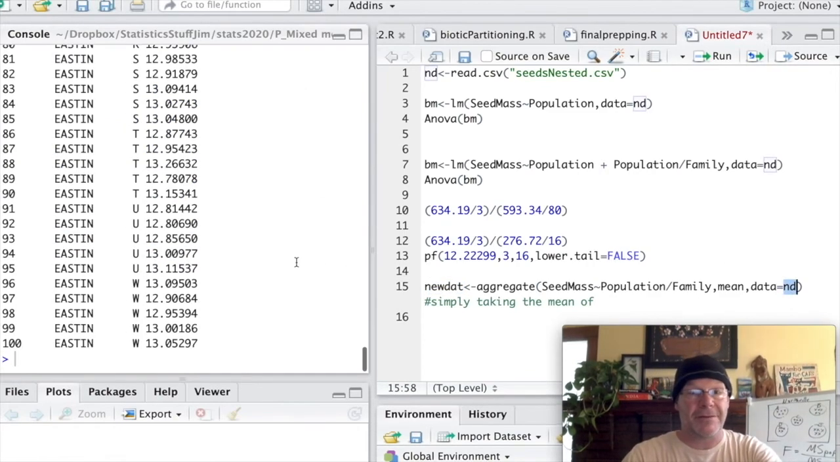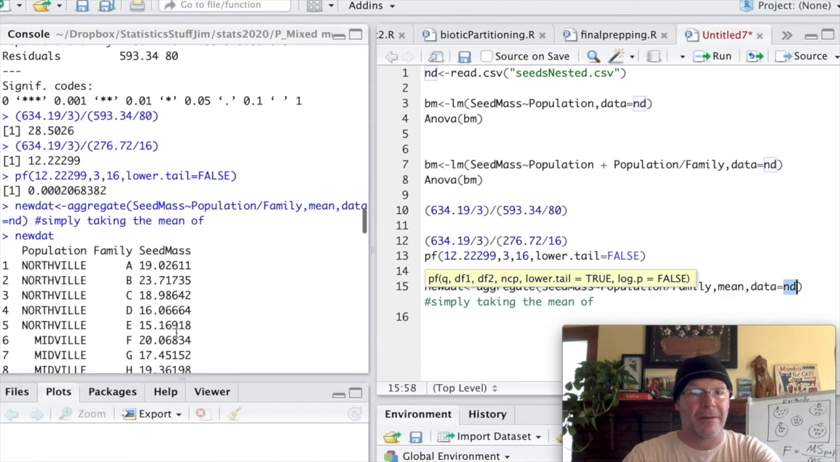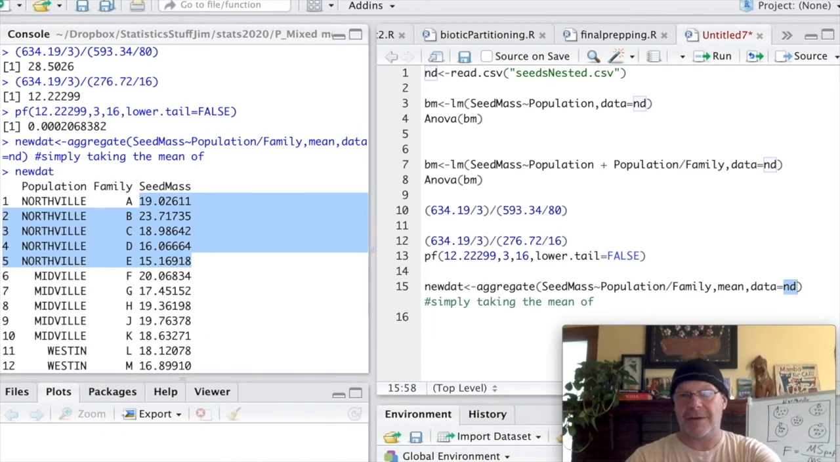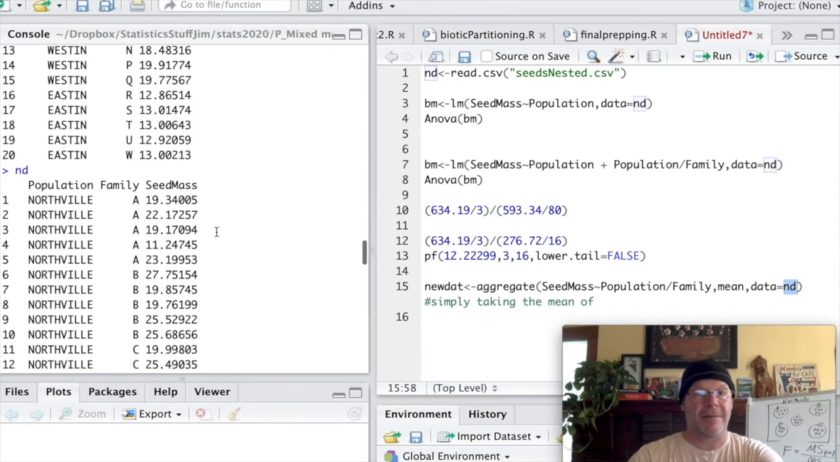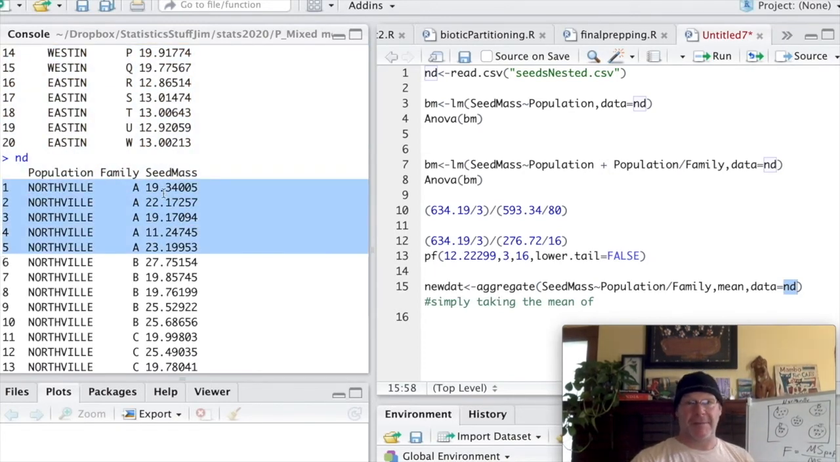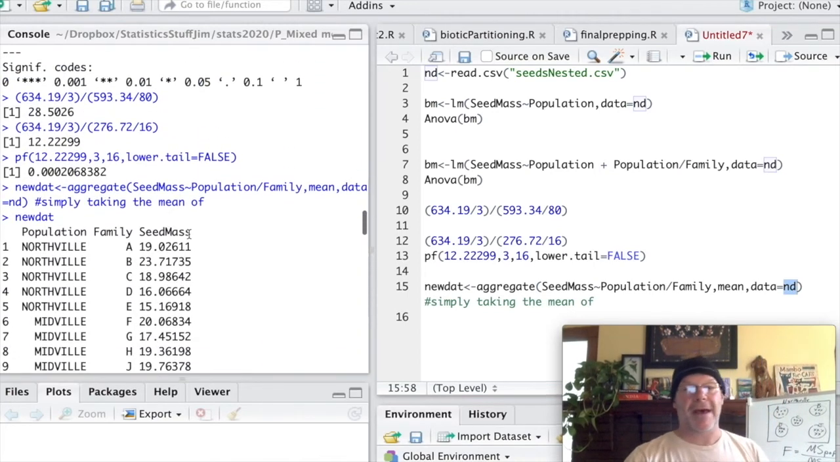So here's the raw data. The mean of those 5 numbers... this isn't me, I want ND. Where am I? There I am. The mean of those 5 numbers for family A, so 19, 22, 19, 11, 23, the mean for that is 19.02. So now that is the data.